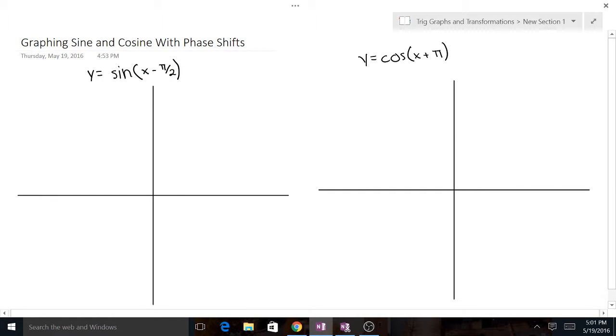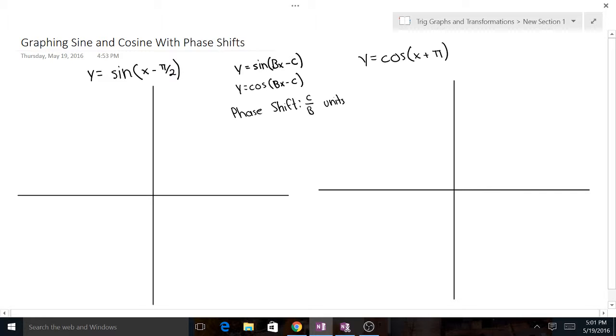Hey guys, so today we're going to graph sine and cosine when they have phase shifts. And what a phase shift is, let's write out in a formula. We're going to have y equals sine of bx minus c, and then we also have y equals cosine of bx minus c. And that phase shift can be defined as c over b units.